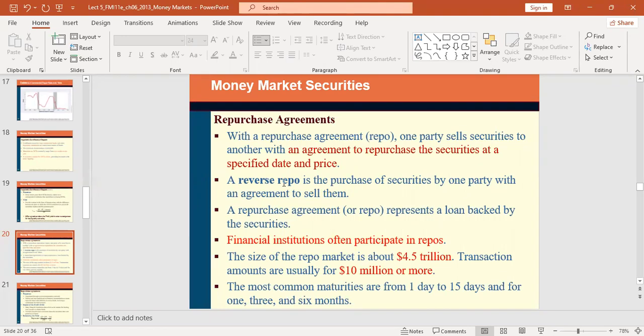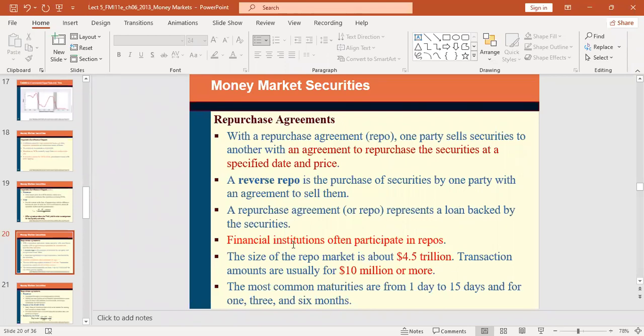We also have the reverse repo. The reverse repo is the purchase of a security by one party with the agreement to also sell it back. So in the case of a reverse repo, once you purchase the securities, there's also an implied condition saying that you can sell them back to the same person. You don't need to start looking for who to sell to. You can sell back to the same person that you bought it from. So a repurchase agreement or repo represents a loan backed by the security because there is assurance of who you can sell it to anytime that you need money.